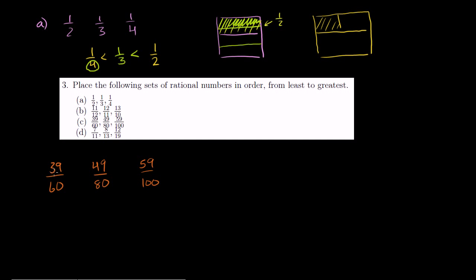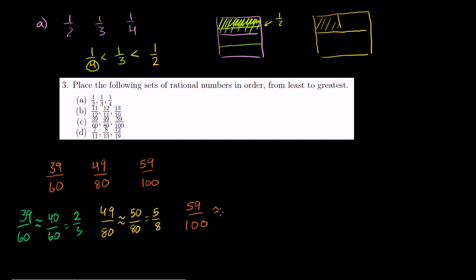And then we could say that this is a little bit less. So 39 over 60 is approximately 40 over 60, which is equal to 2/3. So this is almost 2/3, a little bit less than 2/3. This right here, 49 over 80, is almost 50 over 80, so almost 5/8. And then this right here, 59 over 100, sorry, is almost equal to 60 over 100, which is equal to 3/5.